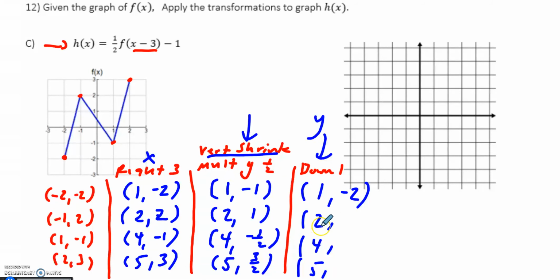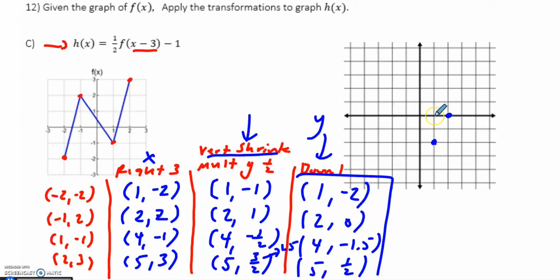Move down 1 would be (2, 0). Move down 1, -1/2 minus 1 is -1.5. And then 3/2 is really 1.5. So 1.5 minus 1 would be 1/2. So if I graph these final points, that would be my image after all the transformations. So that would be at (1, -2), (2, 0), (4, -1.5), and then (5, 1/2).